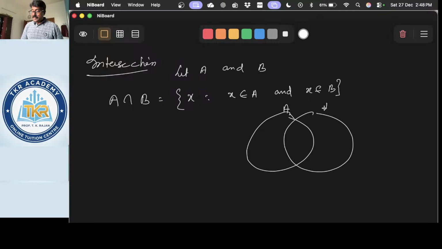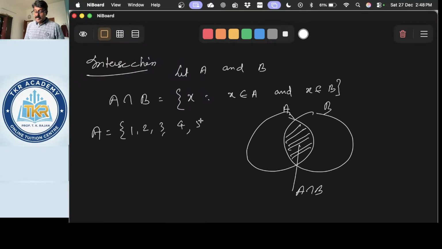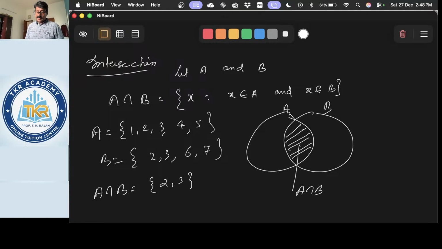Suppose these are the two sets A and B, then this portion is A intersection B. For example, as we have taken earlier, {1, 2, 3, 4, 5} is A and B is {2, 3, 6, 7}. Then A intersection B is equal to the set {2, 3}. These are the common elements in A and B. 2 and 3 are the common elements. So, using a Venn diagram, how do we represent this? Let us see.